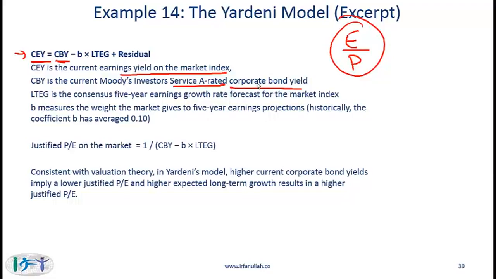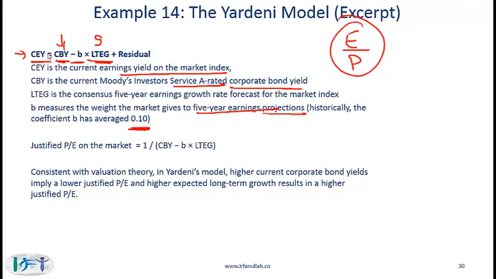Here, at least default risk is built in. With the Fed model, we are looking at government bonds, so there is no default risk. Now we are talking about corporate bonds, so we still don't have equity risk, but we do have default risk. So that is this yield minus a coefficient called B, which empirically has been shown to be about 10%. It measures the weight the market gives to 5-year earnings projections, just memorize that, multiplied by the growth rate, G, plus some residual which has an expected value of 0.